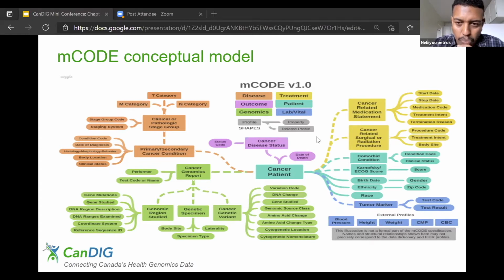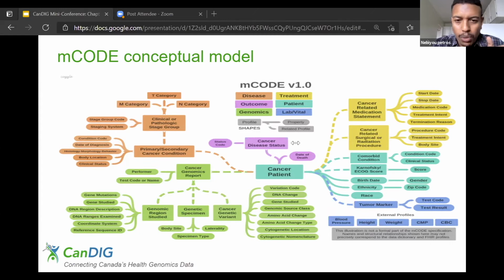For example, on the right, when you see the treatment domain, which is in yellow, it includes profiles for cancer-related medication statements and cancer-related procedure statements. This is for surgery and radiation, and cancer-related medication contains data elements of treatment intent. It can be curative or palliative, and medication start date and end date, and reason of termination.